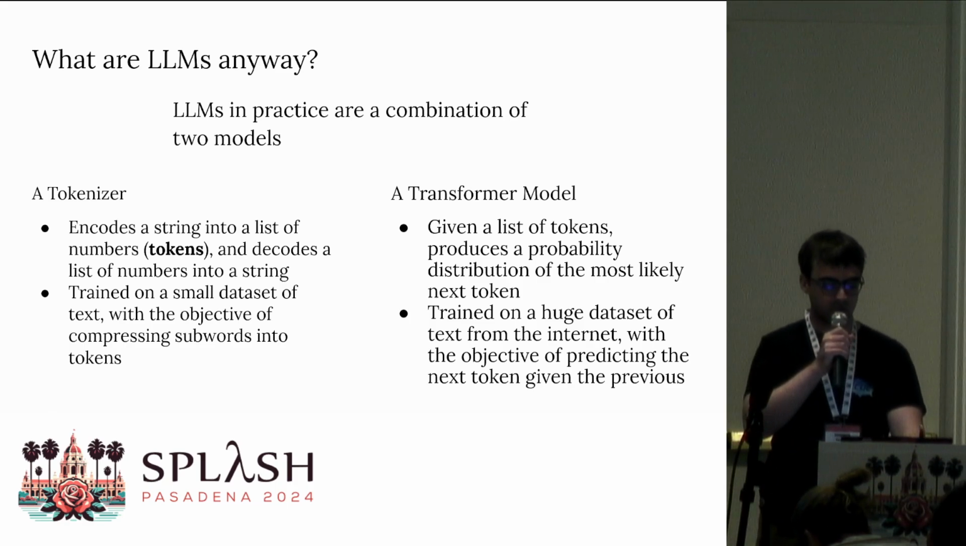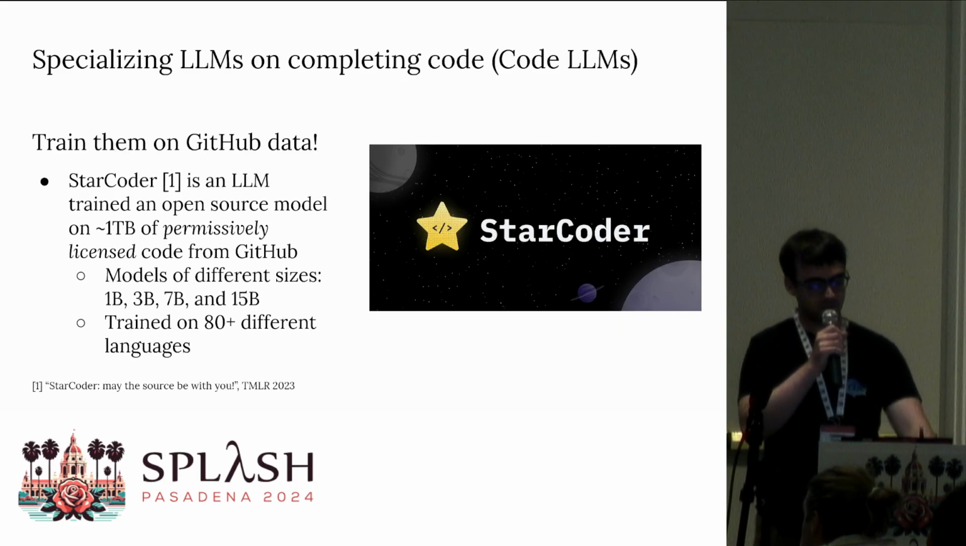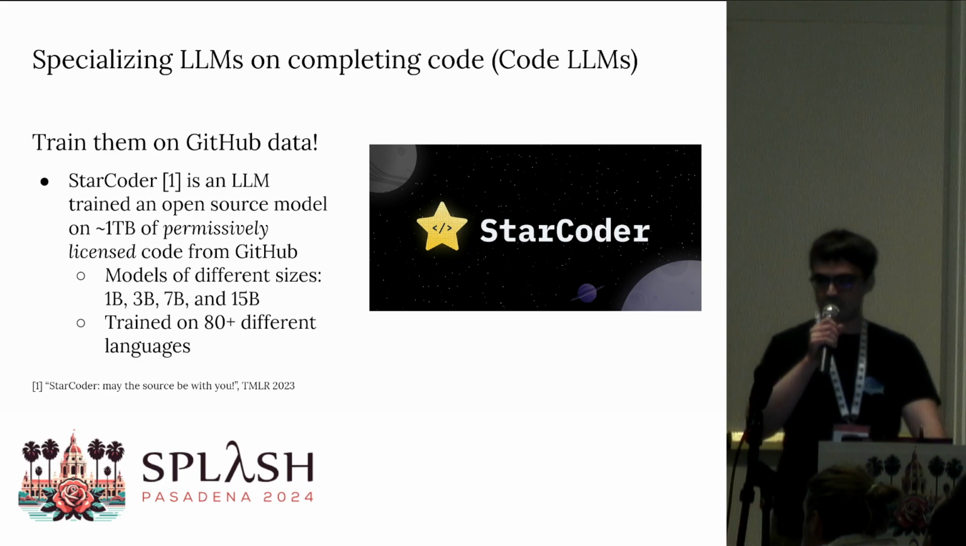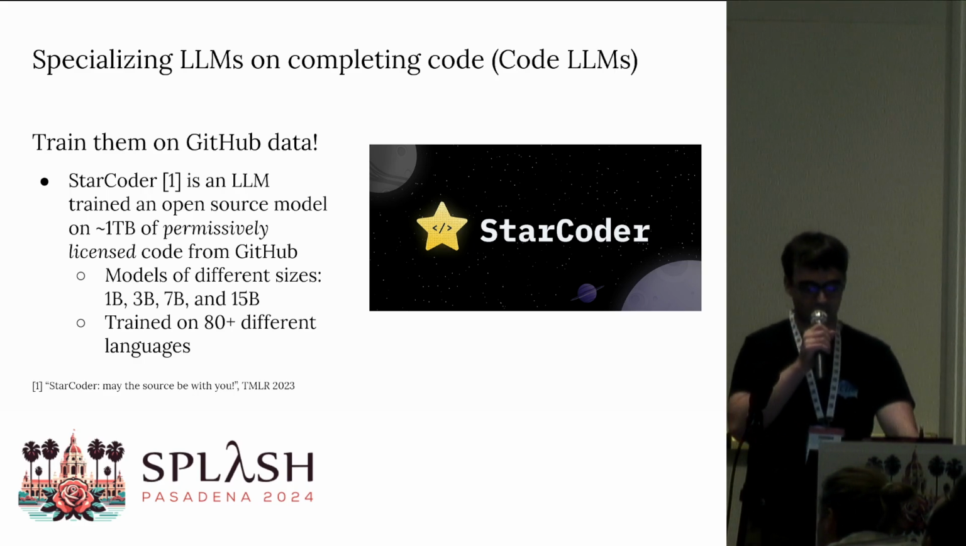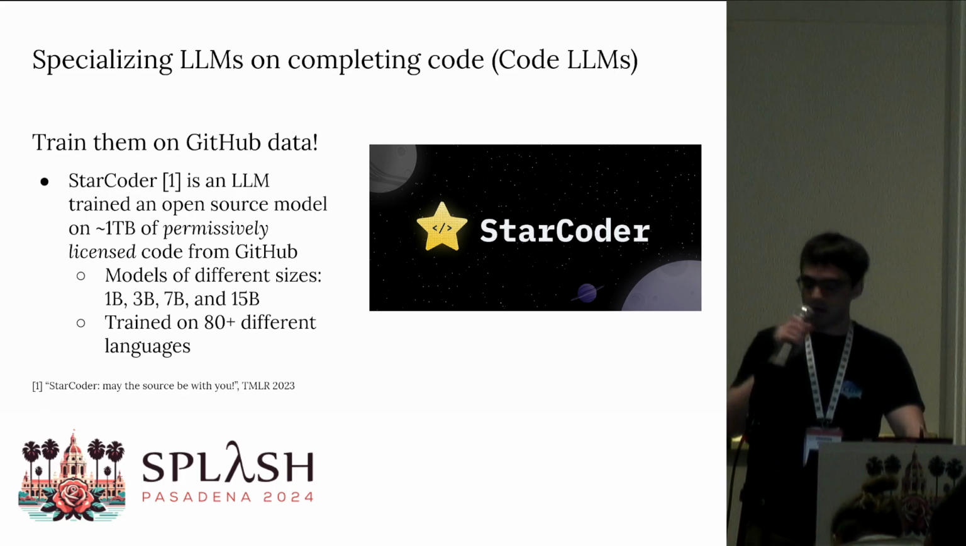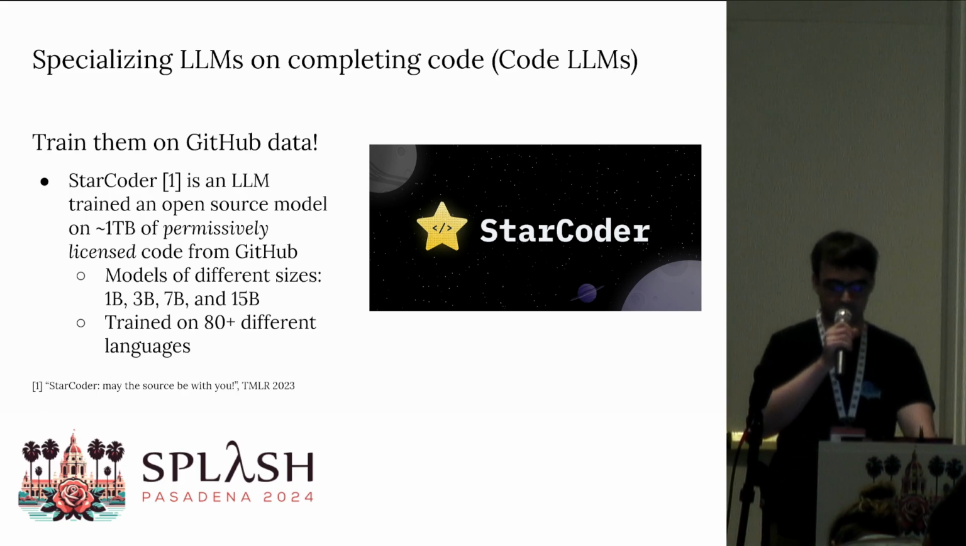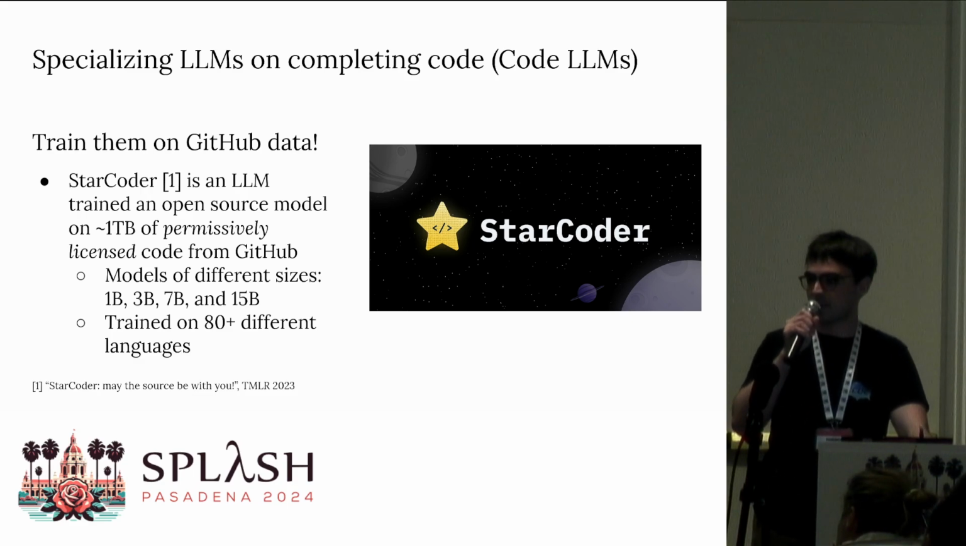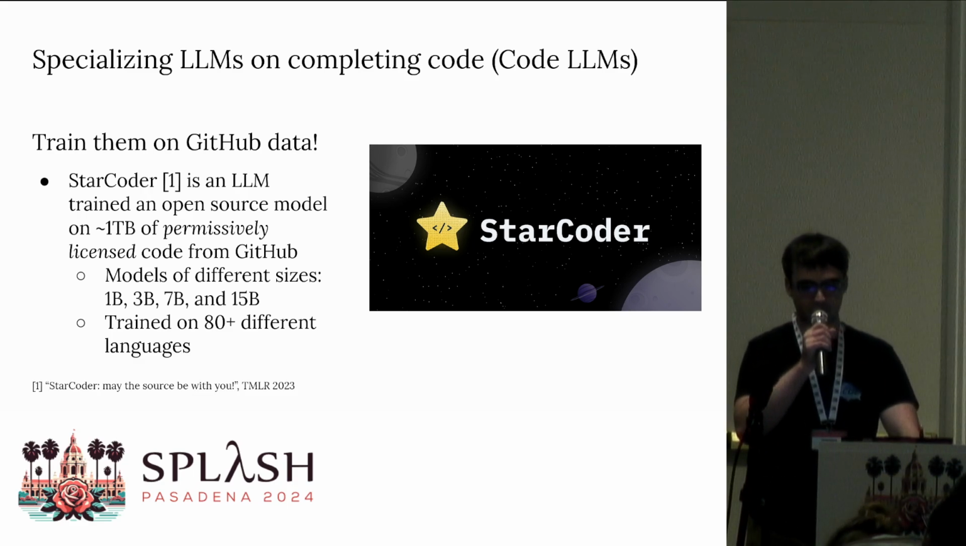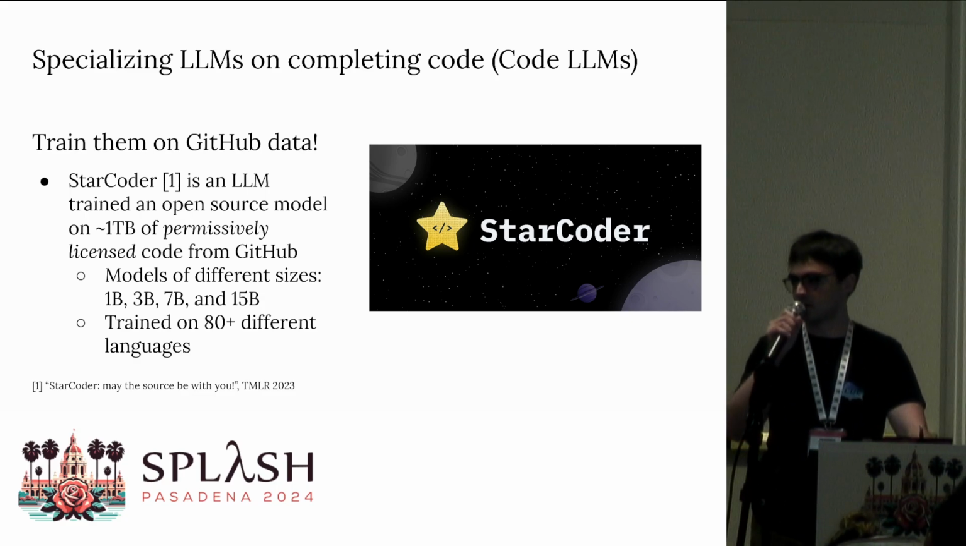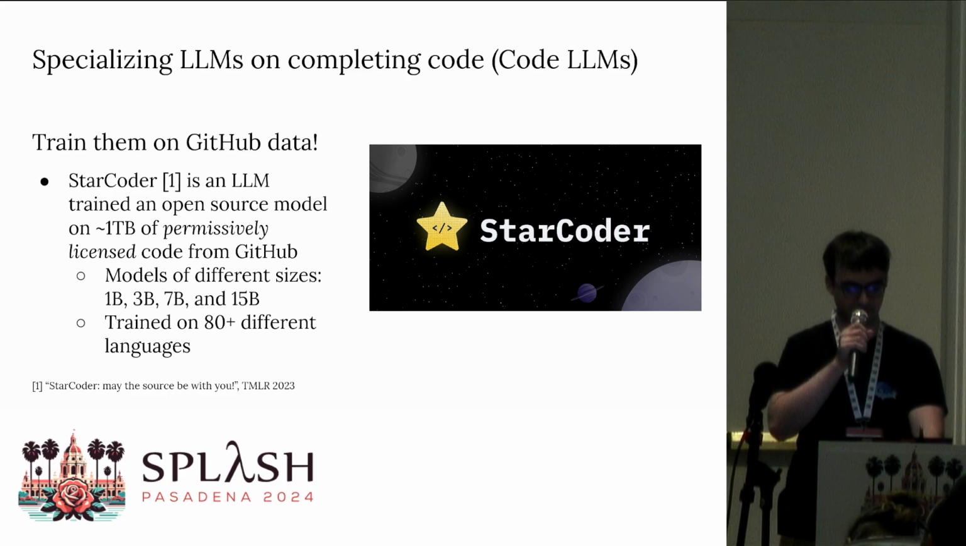So how do you specialize these models for code? Well, you just train them on all of GitHub. And so StarCoder is such an effort that did exactly this. It's an open source model that has been trained on a good chunk of GitHub of permissively licensed code. So this is your MIT and Apache repositories. And it comes in different sizes and it's trained on 80+ programming languages.